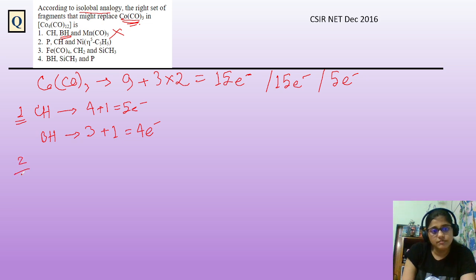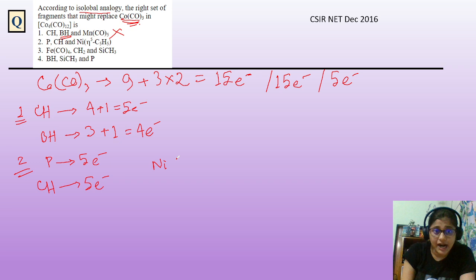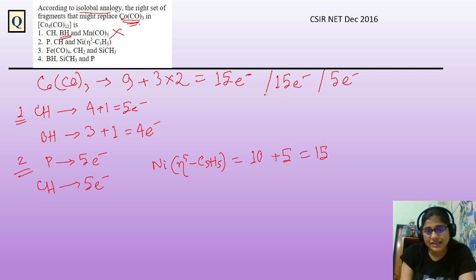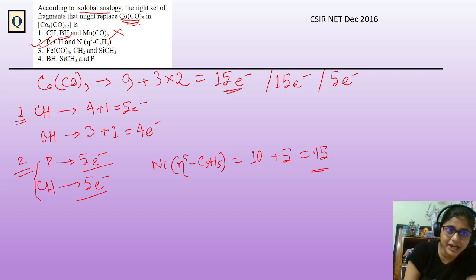Let's go to the second option. P means 5 electrons, a nitrogen species, it is isolobal. Then CH, 5 electrons, right? These 2 have matched. And the third part is eta5-C5H5, which is nothing but Cp. Nickel is d8, so we take 10 and 5. This is 15. See, matched, right? And for a main group element this will be 5. So it has matched. So 2 will be the correct option.